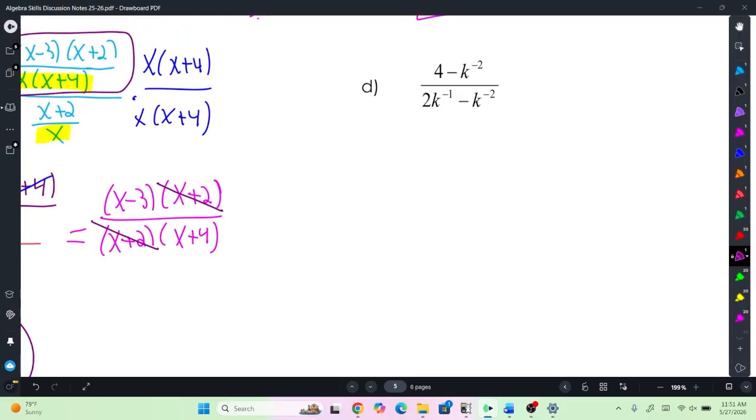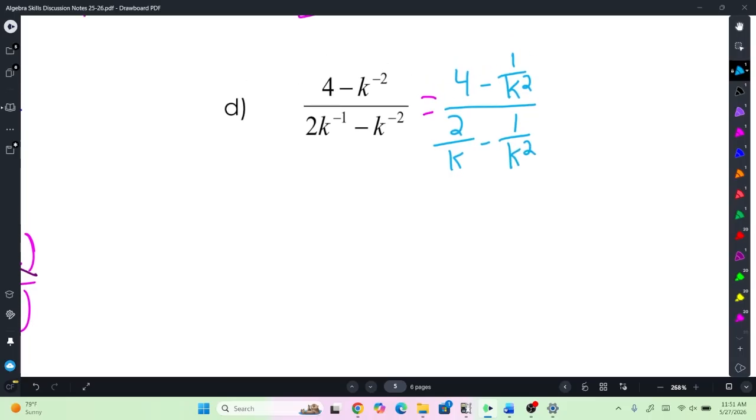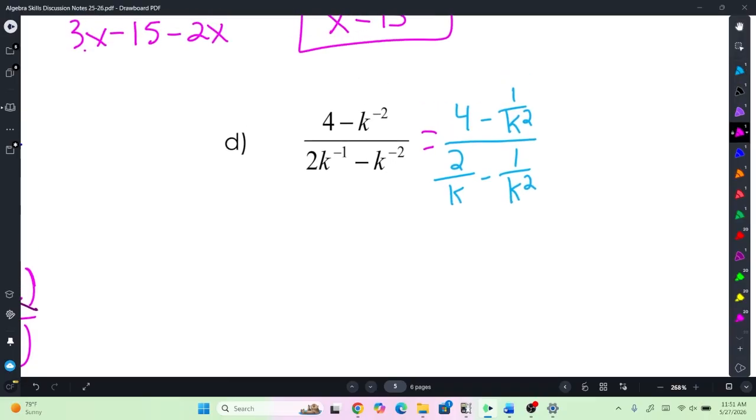All right, now letter D goes back to talking about some of the negative exponent rules that we learned a while ago. So first thing I'm going to do is I'm going to rewrite this using positive exponents. So k to the negative second power is really 1 over k squared. Then we have 2 over k to the first power minus 1 over k squared. So our least common denominator for this problem, our LCD, is going to be k squared. And the reason why it's k squared is I have k right here and I have k squared right there. So in order to add those or subtract those, each denominator would have to be a k squared.